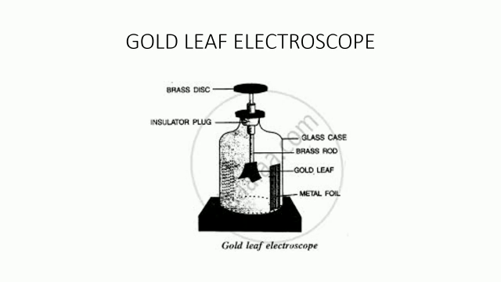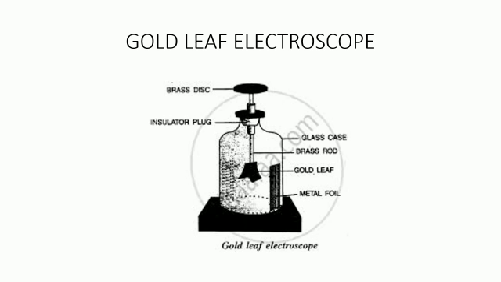When an uncharged object is taken near the disc, the leaves remain closed. When a charged object is taken near the disc, both the leaves are charged by the same electric charge and repel each other, that is, move away from each other or open up. When a positively charged rod is taken towards the metal disc, the positive charge from the rod is transferred to the metal disc. The positive charge travels from the metal disc up to the leaves and both the leaves are charged by the same electric charge and they repel each other.